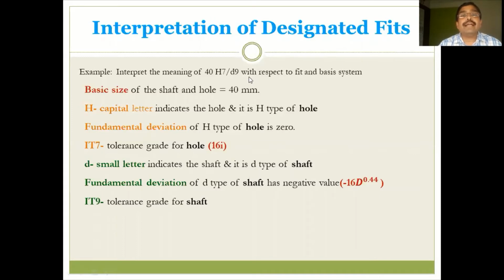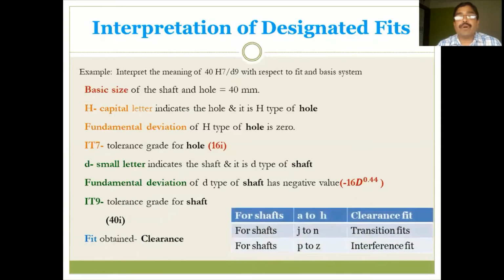So as we know that IT9 is the tolerance, it is designated by IT9 for that shaft, and its value is 40 µm. Now, how am I getting this clearance fit? This is very important, students. In the H type, meaning the hole basic system, the hole is a constant member, right? And we are trying to vary the size of the shaft. So if the shaft is from A to H, within those fundamental deviations, we'll always get a clearance fit.